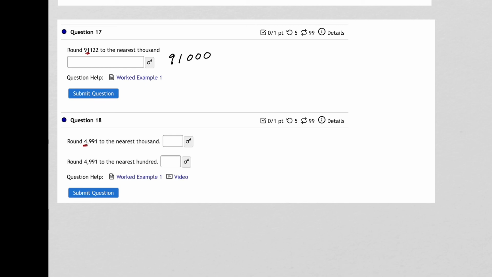I look to the right, it's a 9, which is 5 or greater. So that 4 becomes a 5. I have to add 1 to it, and then everything else becomes zeros. So 5,000 would be the nearest 1,000.